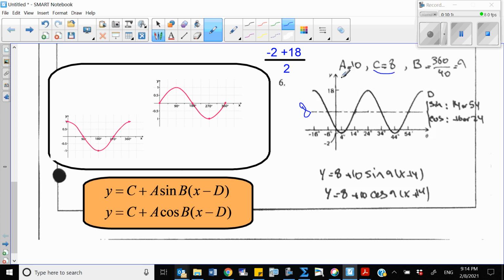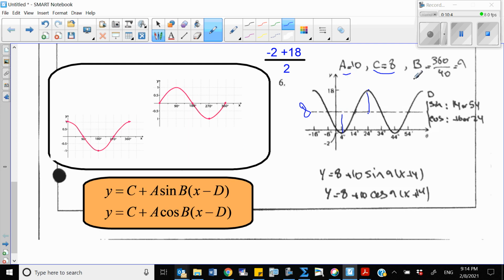Next, I need to find the A value or amplitude. Amplitude is the distance between the highest point and the midline. Highest point is 18 and midline is 8. So the distance between them is 10. You could also find the distance between lowest point and the midline. From -2 to 8 is 10. So the A value is 10.